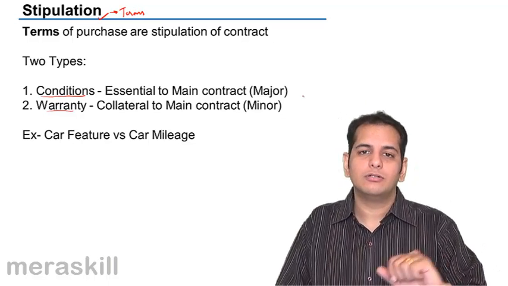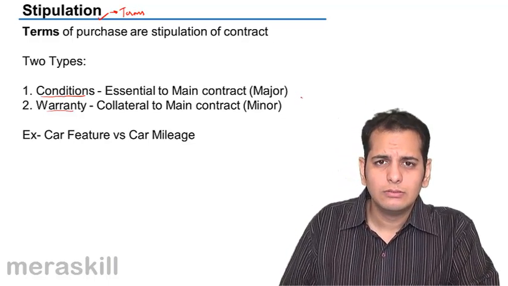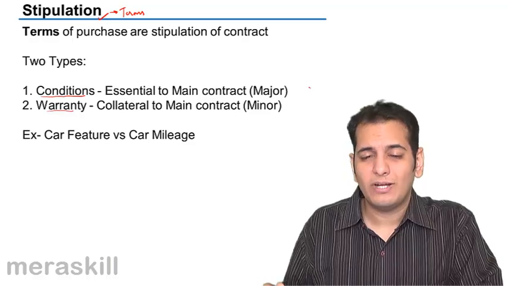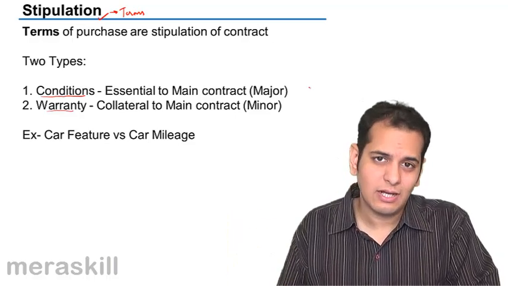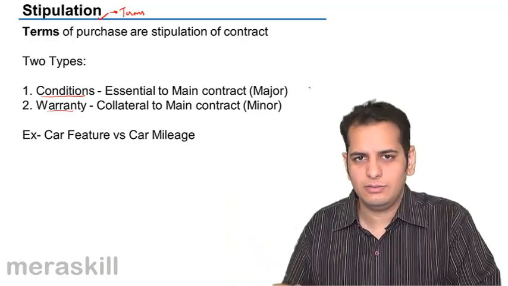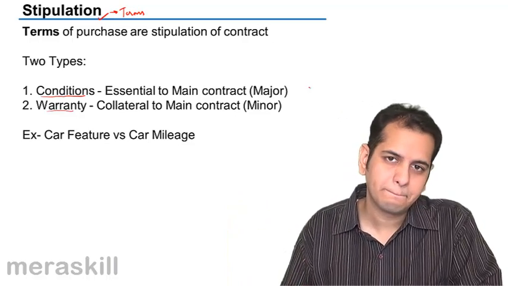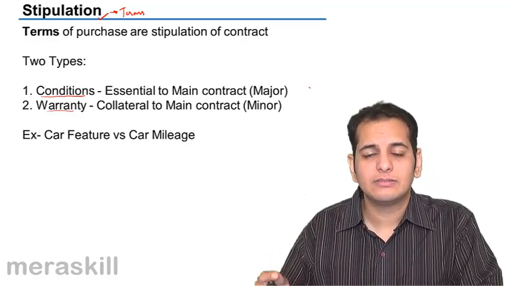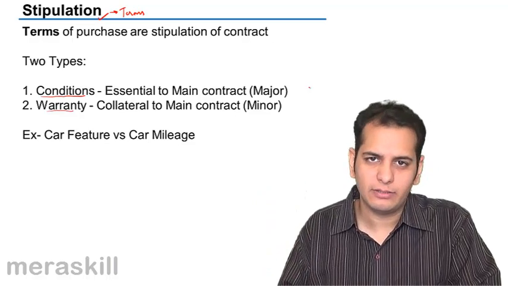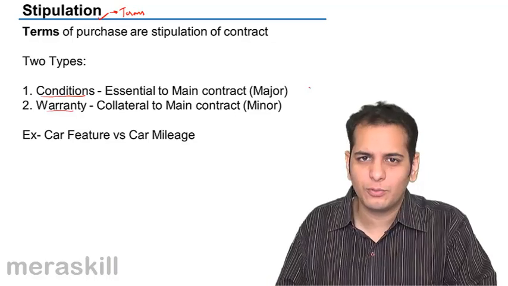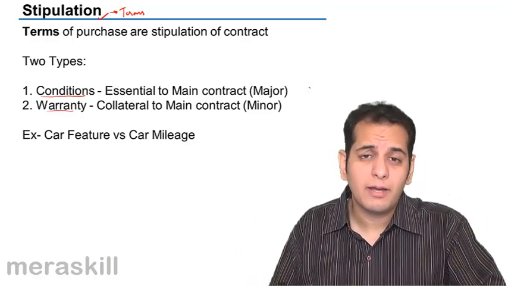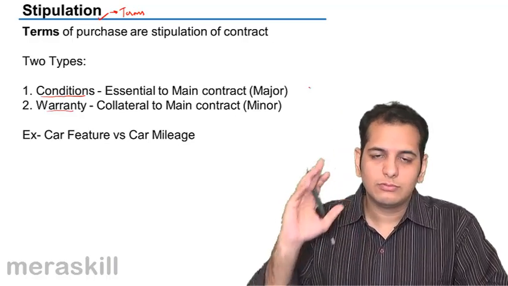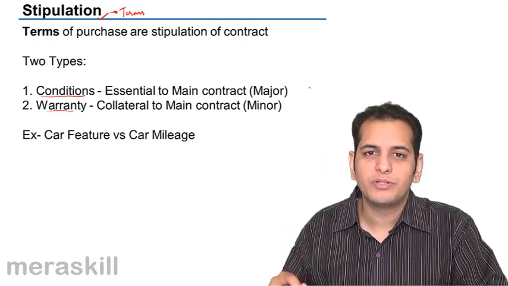Now I'll give you an example for this. Let's say you go to purchase a car. When you want to purchase a car, you go to the showroom and tell the car seller that you want a car which has automatic braking. There's a certain feature that you require, or which has airbags for safety, or probably which has a top speed of 250 kilometers an hour.